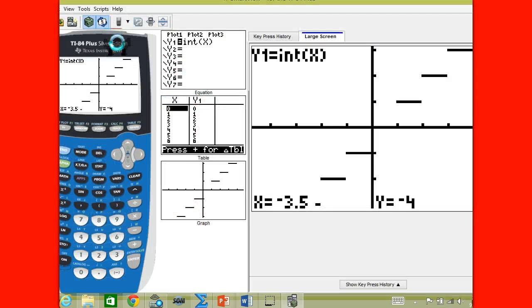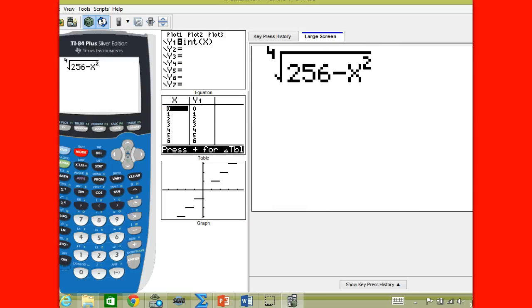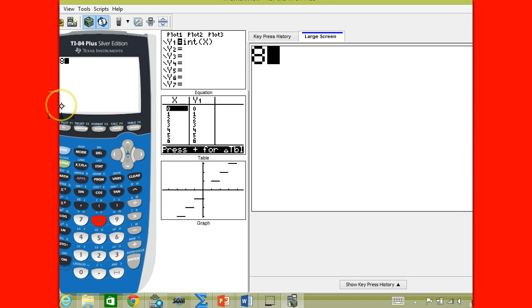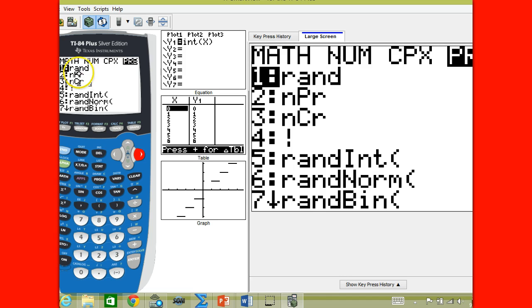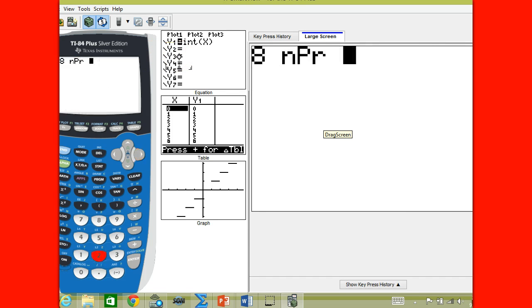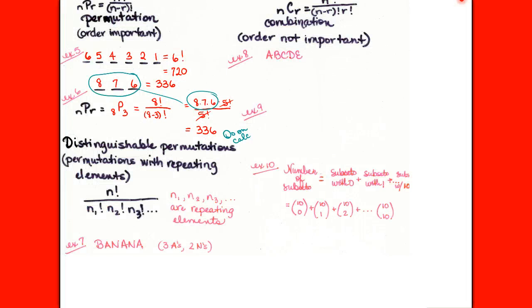So we had 8P3. Remember that you have to put n in first. So I'm going to put the 8 in first, and then I'm going to do math and go over to probability. You can see there's the nCr that we've worked with and the factorial that we've worked with. We're just going to choose number 2, the nPr, and then we can put in 3, and there's that same 336. So you can see that whether I use the fundamental counting principle, or I use the nPr formula by hand, or I use nPr on my calculator, I'm going to get the same answer. Okay.